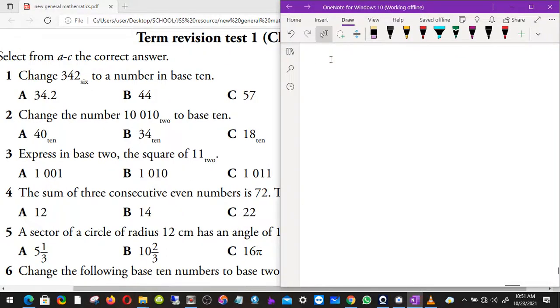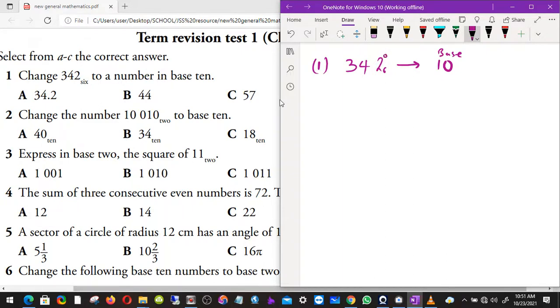Okay, everybody read number 1, please. Change 3 4 to a number in base 10. Okay, from base 6 to base 10, we'll do our expansion, right? So this will be what?